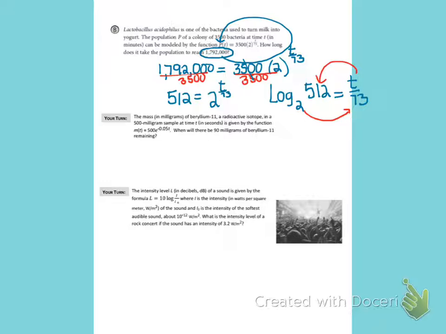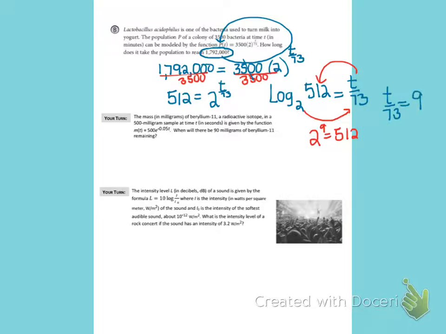And although it's not a super common one, I do happen to know that 512 is a power of 2, so I did a little guess and check, and I found out that 2 to the 9th power is actually what 512 is. So basically what that's saying is if I wanted to raise 2 to the t over 73 power and get 512, that t over 73 would have to be equivalent to 9. So that means that t over 73 must equal 9.